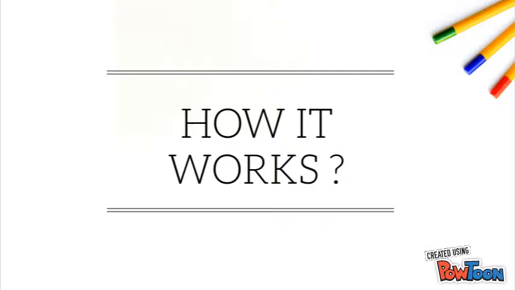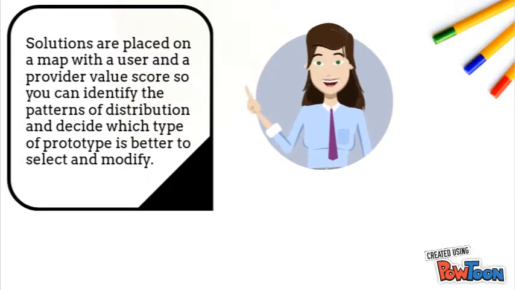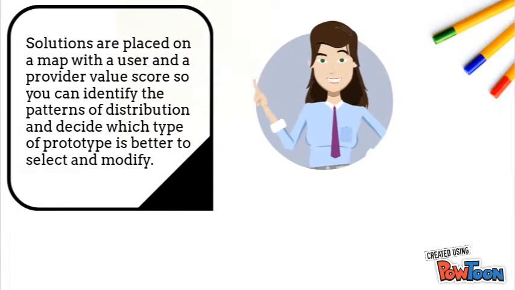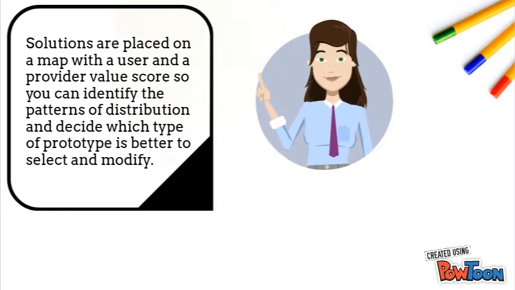How does it work? Solutions are placed on a map with a user and provider value score so you can identify the patterns of distribution and decide which type of prototype is better to select and modify.